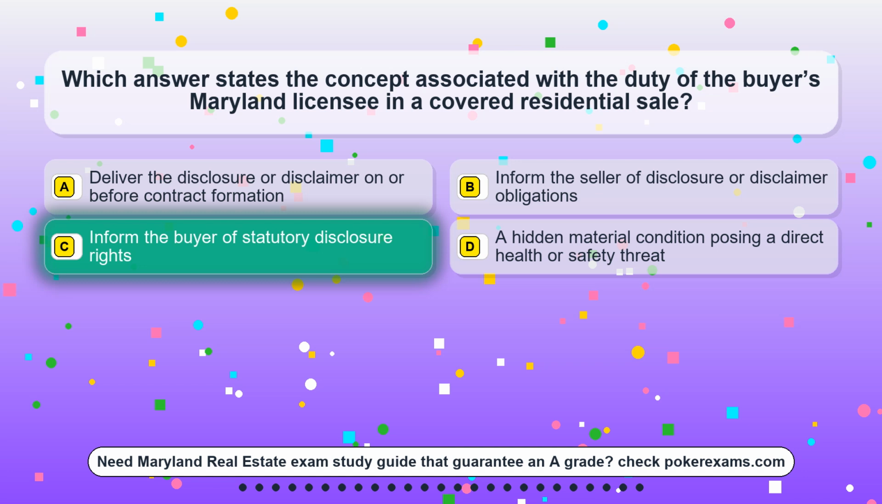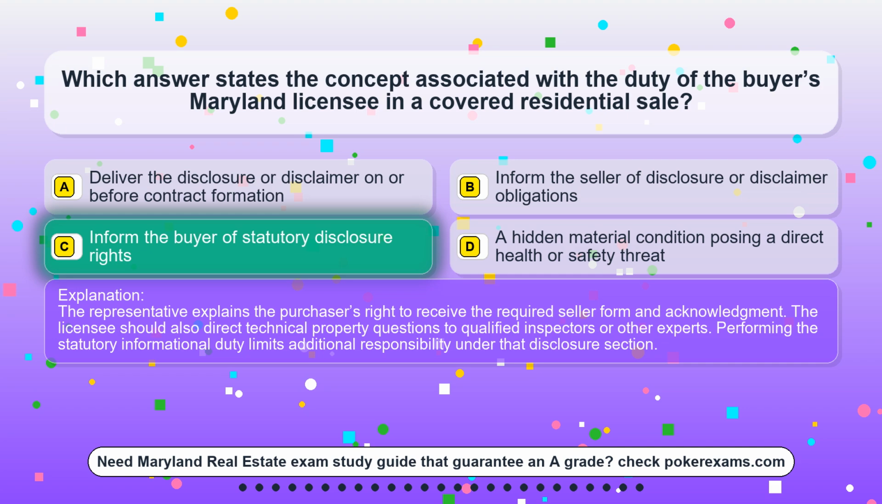The correct answer is option C, inform the buyer of statutory disclosure rights. The representative explains the purchaser's right to receive the required seller form and acknowledgement. The licensee should also direct technical property questions to qualified inspectors or other experts. Performing the statutory informational duty limits additional responsibility under that disclosure section.